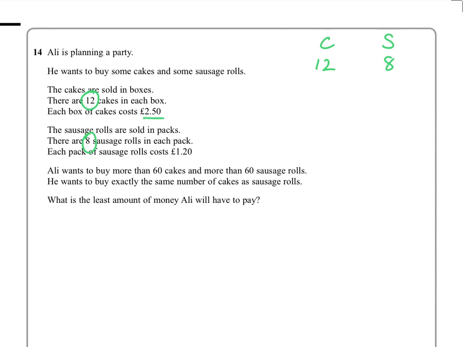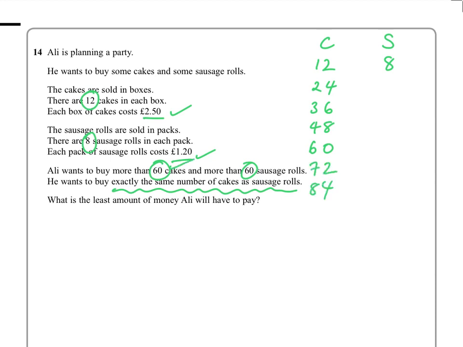And it's giving you the cost of these. That's fine, you can look at that afterwards, but you have to have more than 60 cakes and more than 60 sausage rolls, but you want exactly the same number of cakes as sausage rolls. So it seems like the question's quite difficult, but actually if you just do the multiples of these, so you get 12, 24, 36, 48, well there's our magic 60, but we have to be more than 60. So we could go on here and so on.